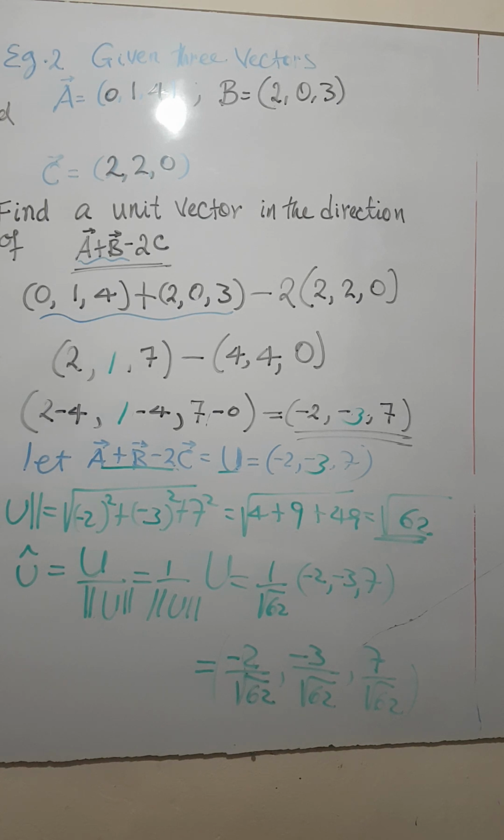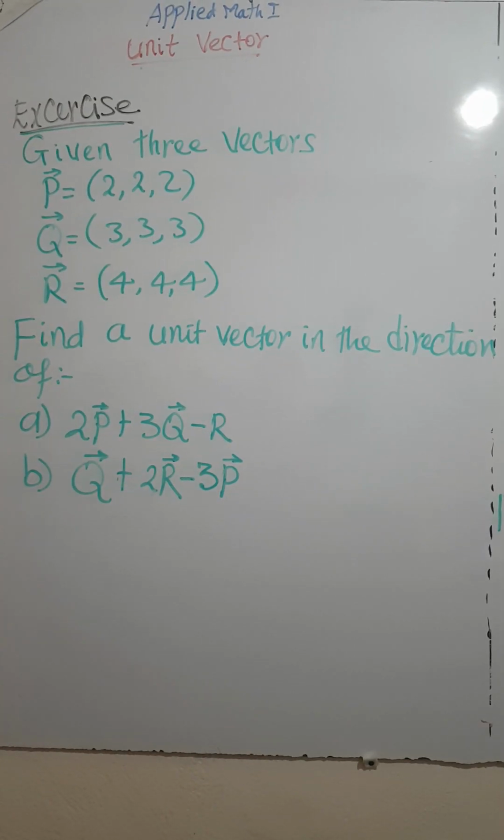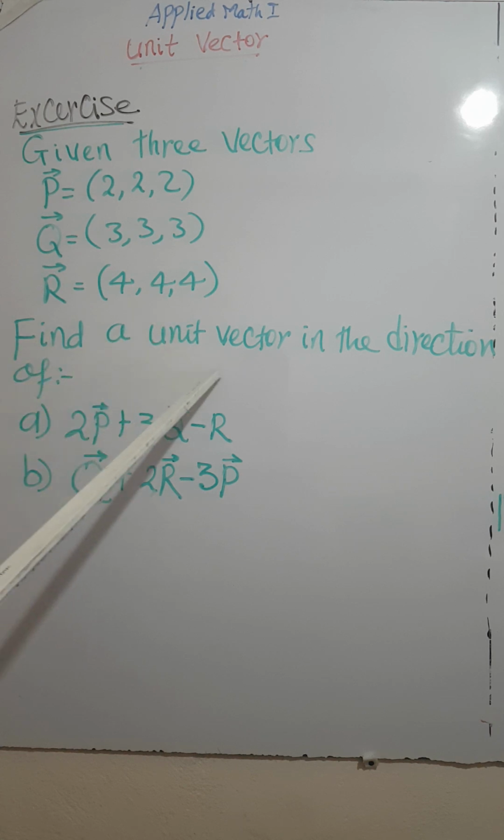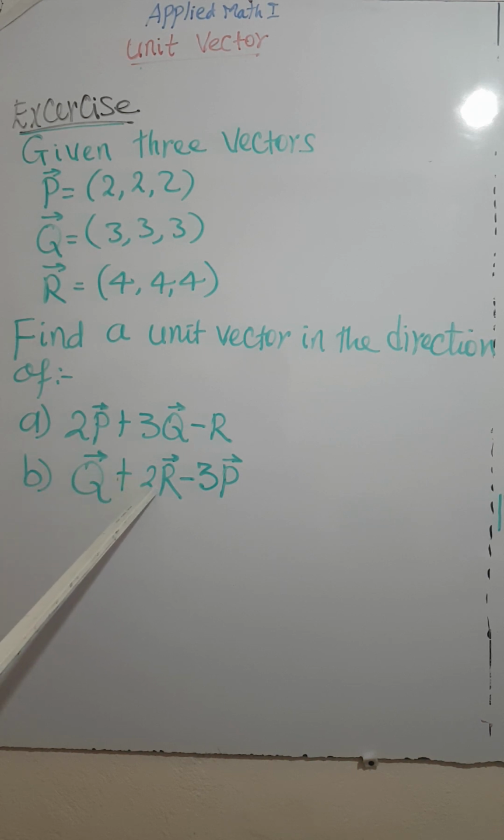Once you have practiced these steps well, you will be given two exercise questions with answers. Our exercise is this: Unit vector, Applied Mathematics 1 exercise. Given 3 vectors, vector p represented by 2 2 2, vector q represented by 3 3 3, and vector r represented by 4 4 4. Find a unit vector in the direction of (a) 2 times vector p plus 3 times vector q minus r, (b) vector q plus 2 times vector r minus 3 times vector p.